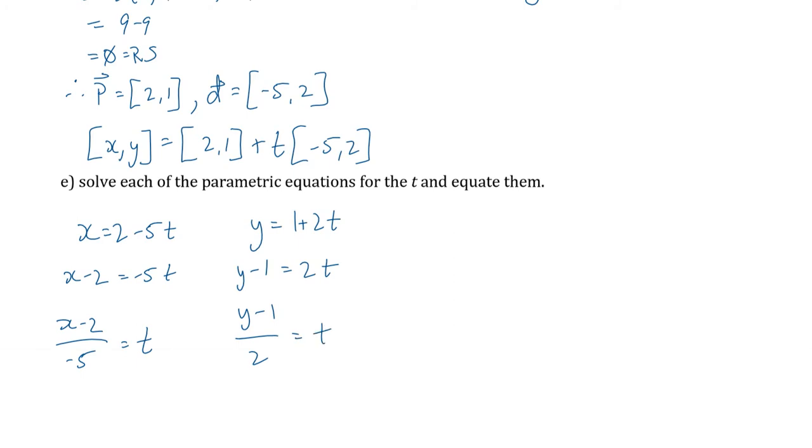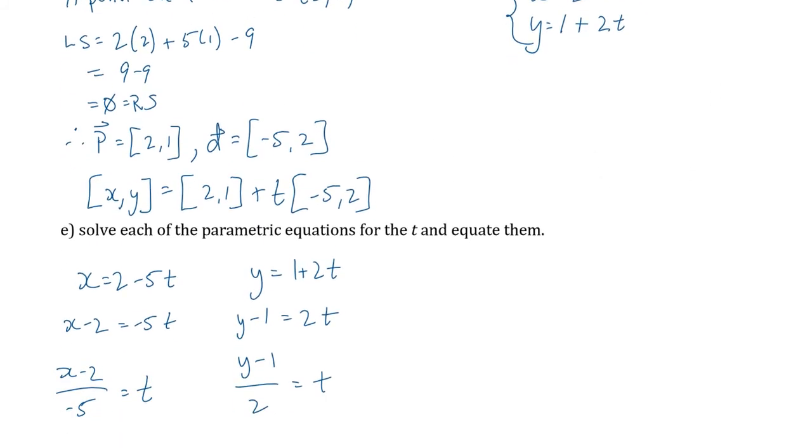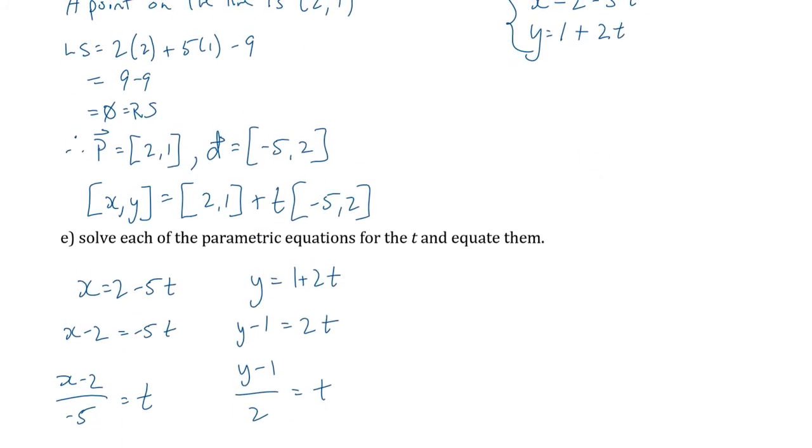And equate them. What does that mean? Well, this is t, and this is t, and it's the same t. That's the whole point. The parameter t is the same. I can pick a value for t and sub in. That's what the t means. So if it's the same t, I can set them equal to each other. So (x minus 2) over negative 5 is equal to (y minus 1) over 2.